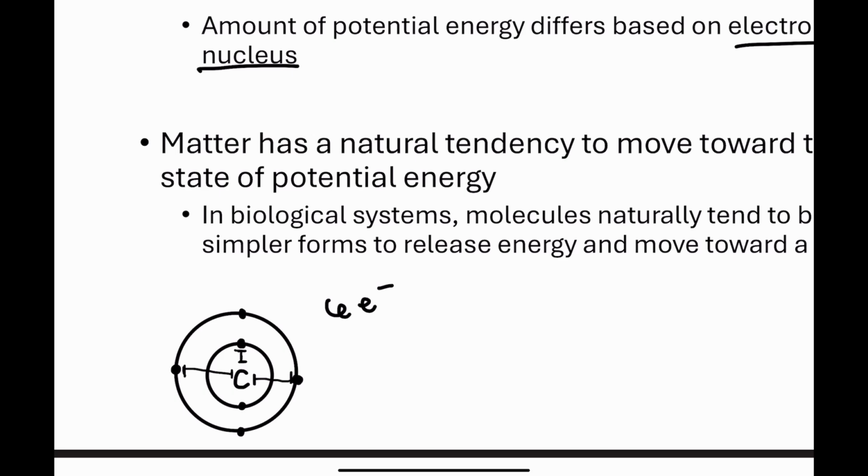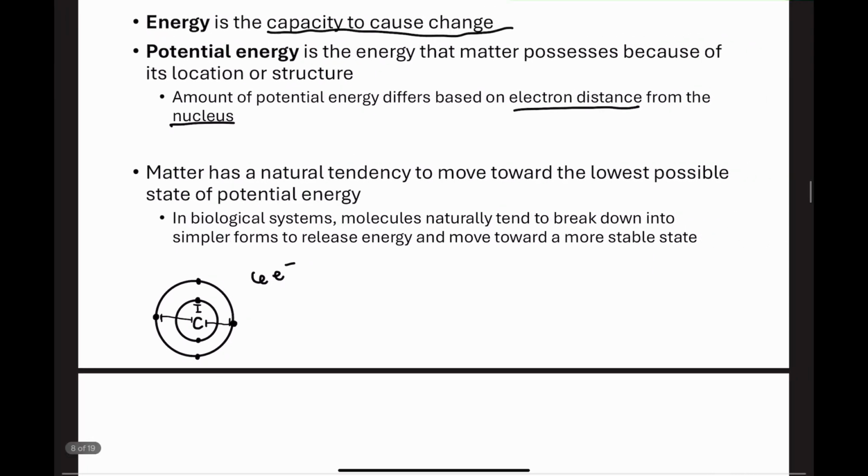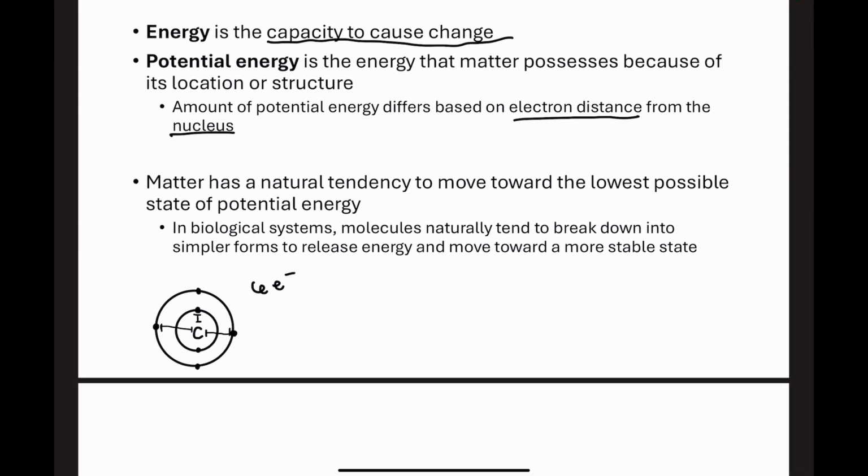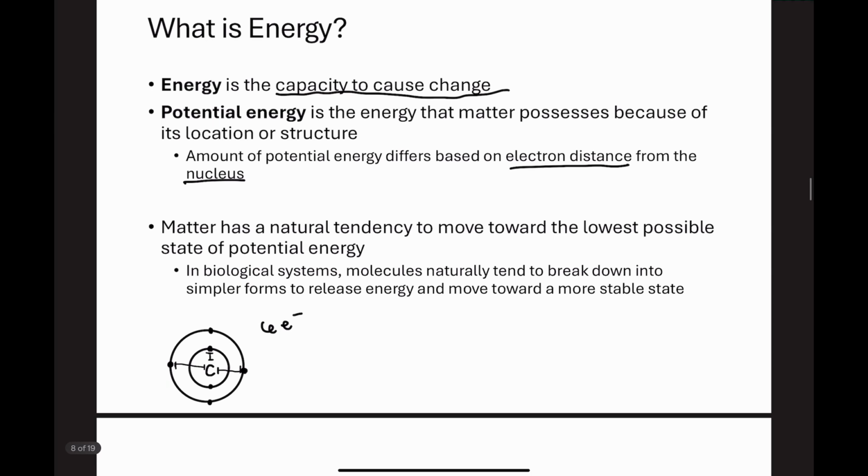So matter has a natural tendency to move towards the lowest possible state of potential energy. And in biological systems, our molecules tend to break down into more simple forms. This breakdown releases energy, which causes it to move towards a more stable state.